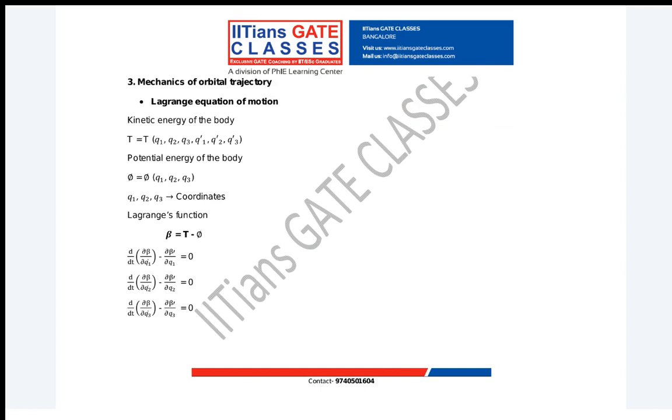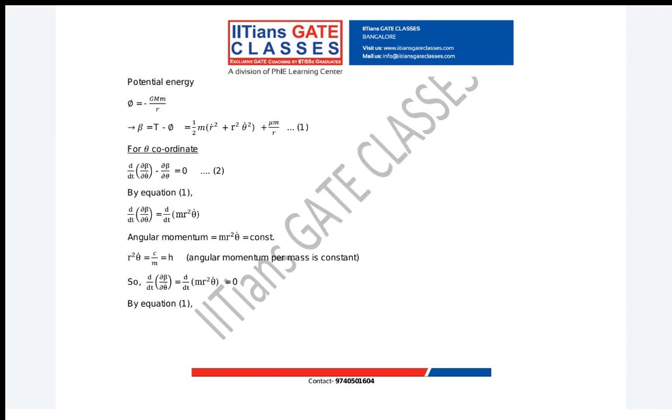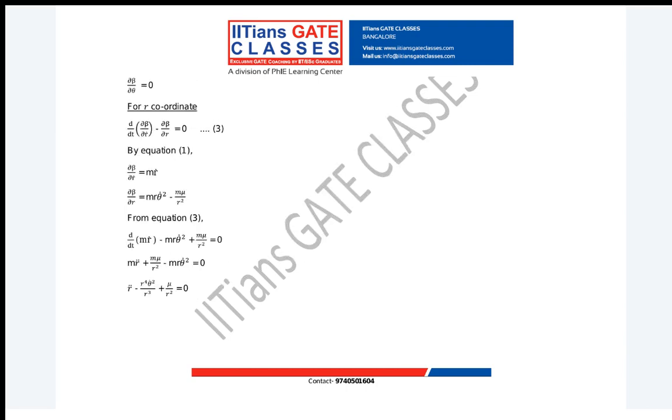Now, the next important part is what? Mechanics of orbital trajectory. In this, the derivation part is fine, but the important part is the final equation. So what is the final equation? I will tell you how this derivation also works out. What is the final equation for orbital trajectory?